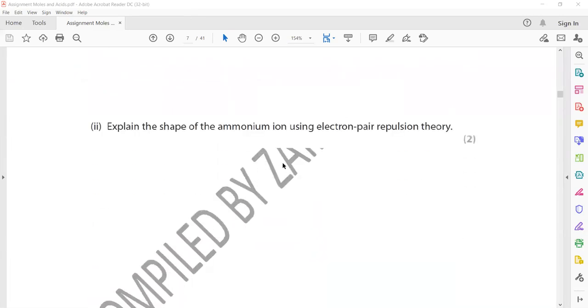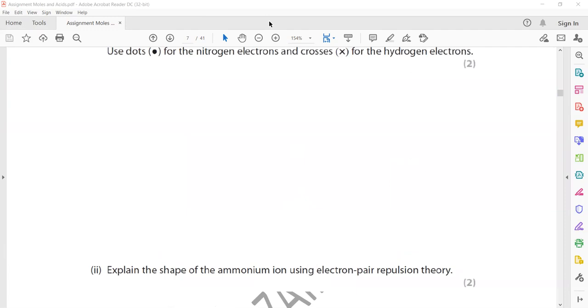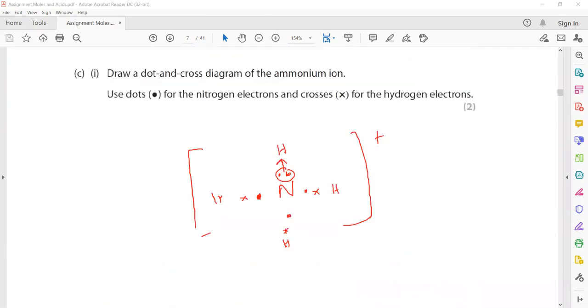Explain the shape of the ammonium ion using the electron pair repulsion theory. So what will be the shape according to electron pair repulsion theory? When we predict the shape, we check the number of bond pairs and number of lone pairs. The dative bond is also considered as one. So this is one bond pair, second bond pair, third bond pair, and fourth bond pair. So there are four bond pairs and no lone pair.